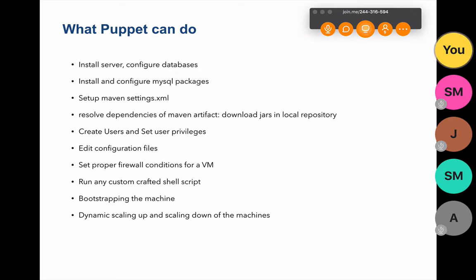Okay, create users, set up user privileges, or edit the configuration file. For example, if you are setting up Nginx, and then there's nginx.conf where you want to manage something, your first step will be to install Nginx, and the second step would be to update that file and make some changes, and maybe then you deploy your application. So any configuration changes you want to do in a file on that machine can be done. Things like setting up the firewall conditions can be done. Run any custom crafted scripts, shell scripts, bootstrapping a machine, starting a machine, or scaling up and scaling down. So a lot of these things, as I said, if you think of what you can do with your machine, can be done with Puppet.